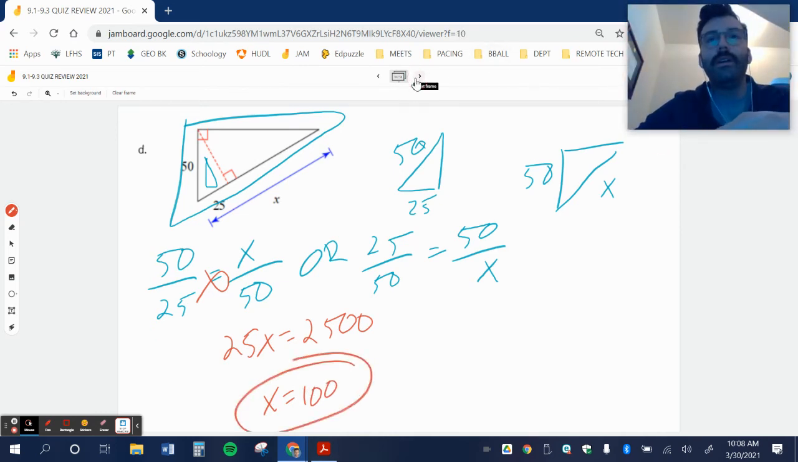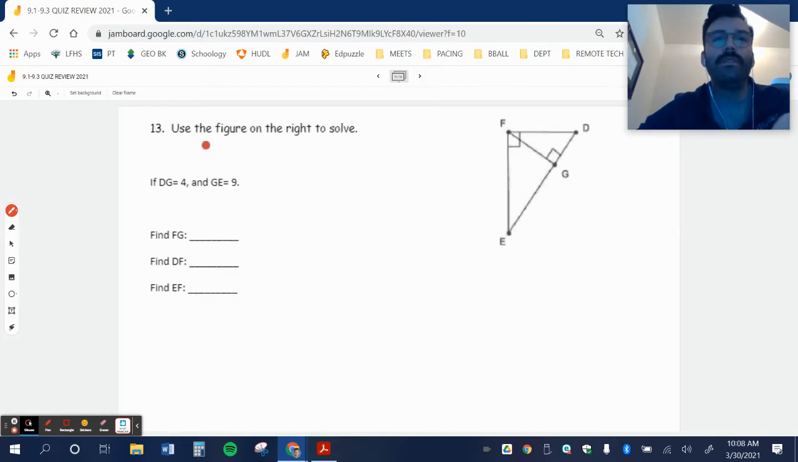Okay, let's keep going. 11. Use the figure on the right to solve. DG equals 4. GE equals 9. Find FG. Find x.